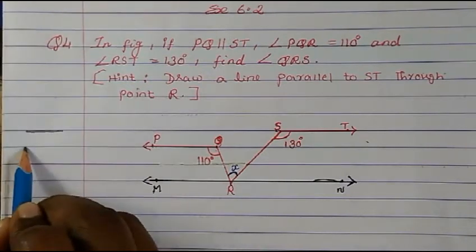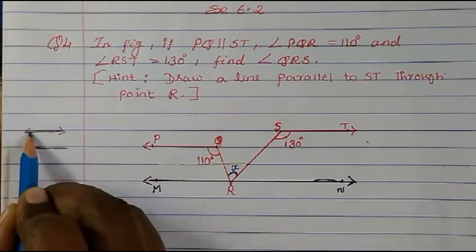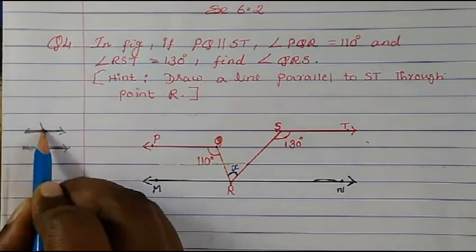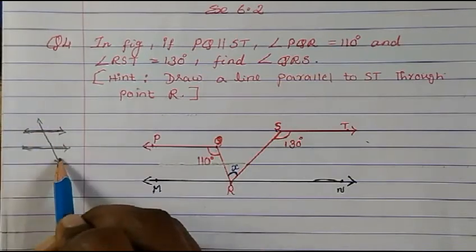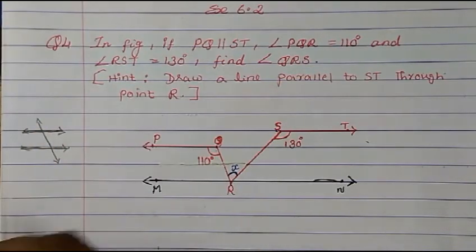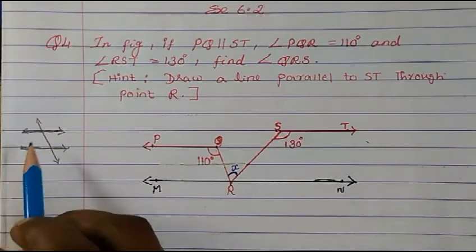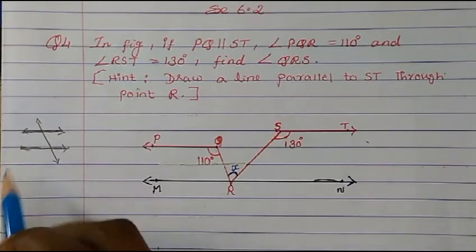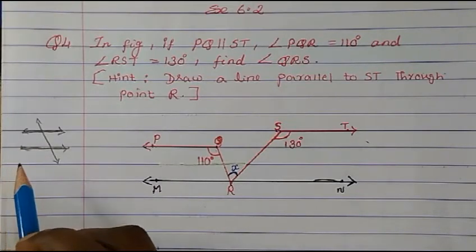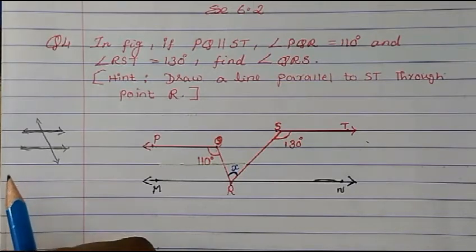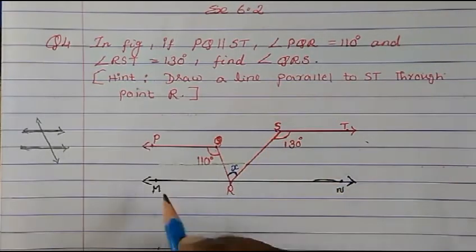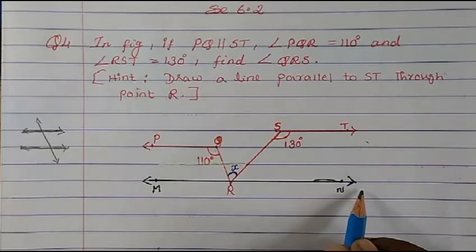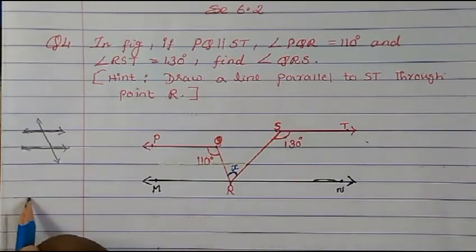When two lines are parallel and there is one transversal, you have to study how many pairs of angles are formed. The angles that are formed are equal to each other, and also consecutive interior angles are equal to 180 degrees. That also I explained to you. So if you see here, this line MN is a straight line.